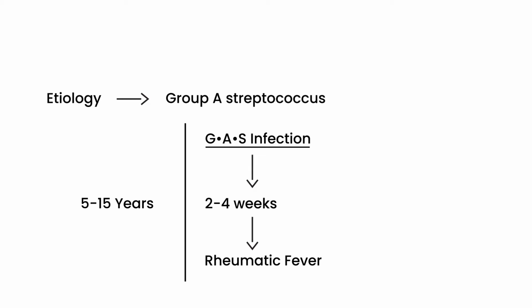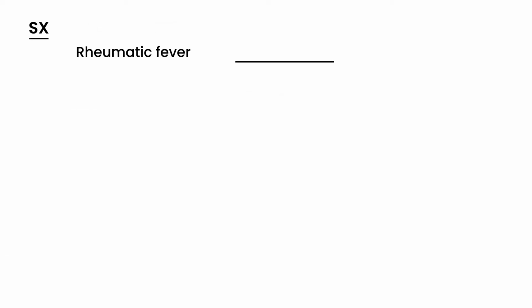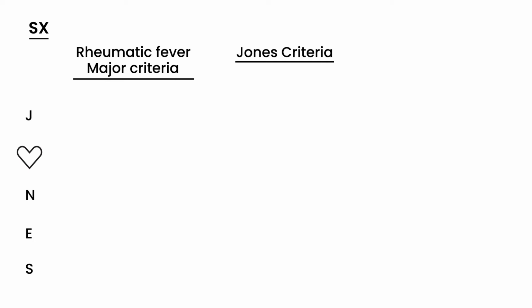So what are the symptoms? Well, rheumatic fever has special criteria. It's called the Jones criteria, and if you're a little creative with the way you spell Jones, it actually becomes a mnemonic for the 5 major criteria. So what are the 5 major criteria? We'll go through them one by one.